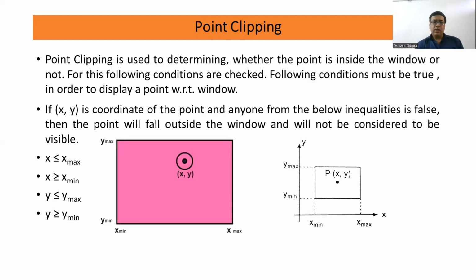In case of point clipping, we have to determine its coordinates, whether they are inside the window or outside the window. There are four conditions: the x coordinate should be greater than or equal to x min and less than or equal to x max. And in case of the y coordinate, it should be less than or equal to y max and greater than or equal to y min. Only then will the point be visible, otherwise not.